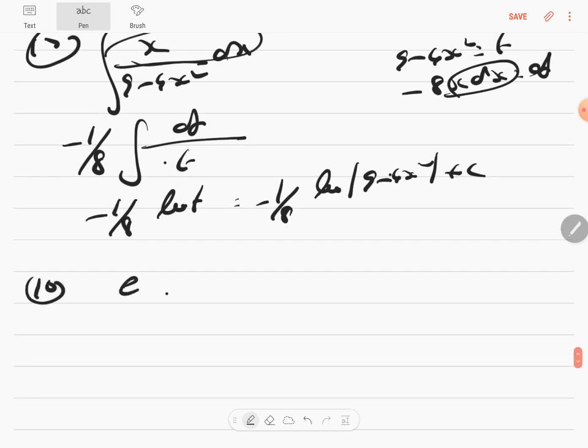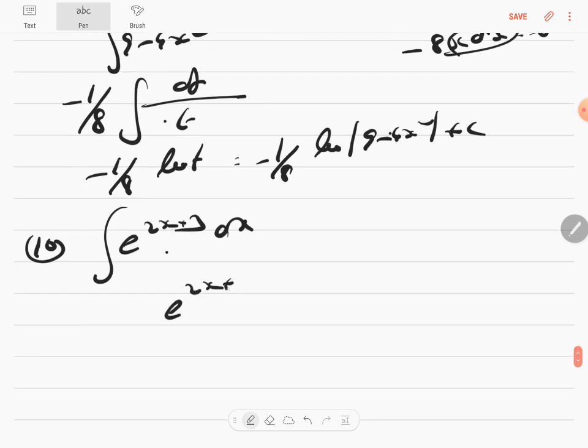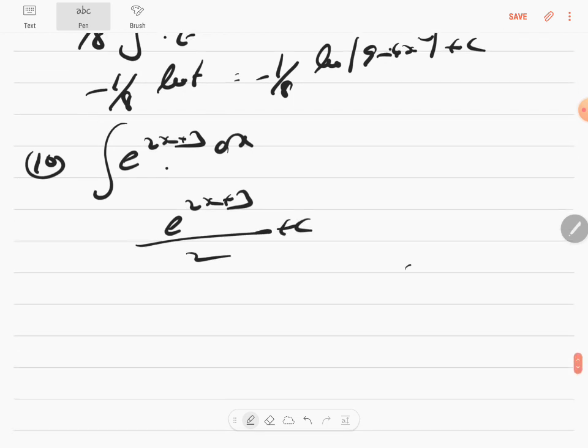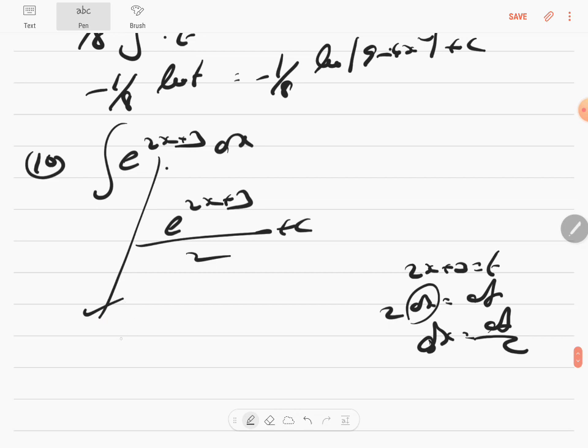16th sum. e to the power 2x plus 3 into dx. You know, e to the power anything is e to the power that thing divided by the derivative, which is 2, plus c. And our teachers will insist that you write 2x plus 3 as t, 2 into dx is equal to dt. So dx itself is becoming dt by 2. So you have to do the sum to please your teacher.